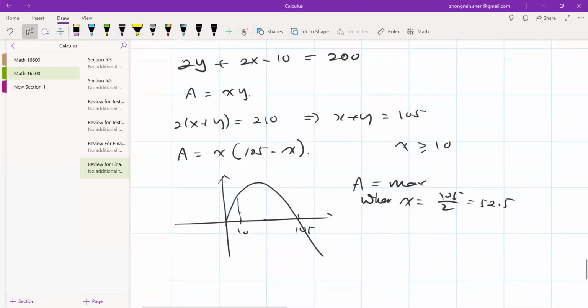So that is x. Then you can determine the y value, and then you solve the problem. So y is also 52.5. So that is the dimension. This is half of the point. It's done.